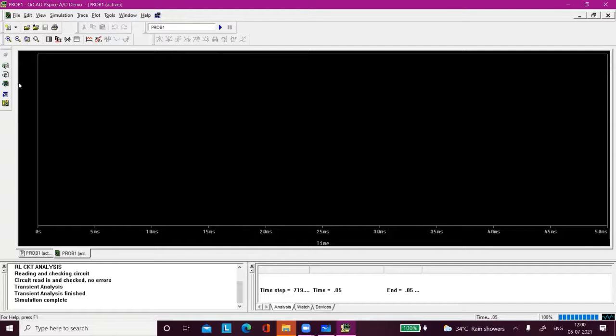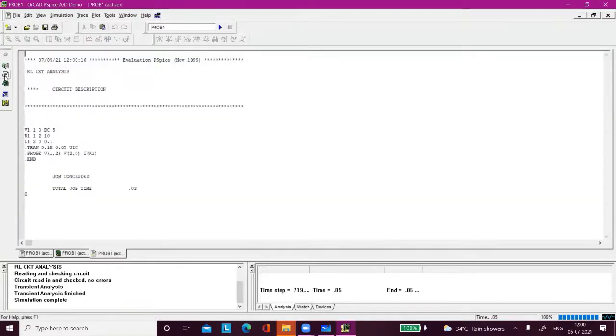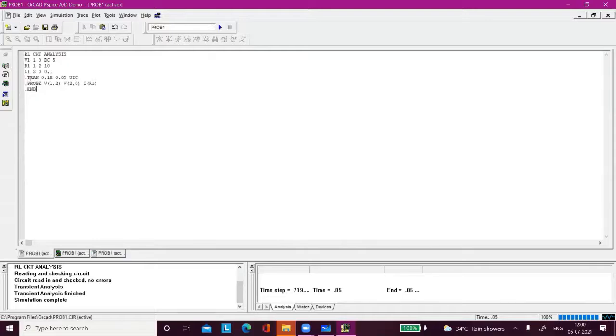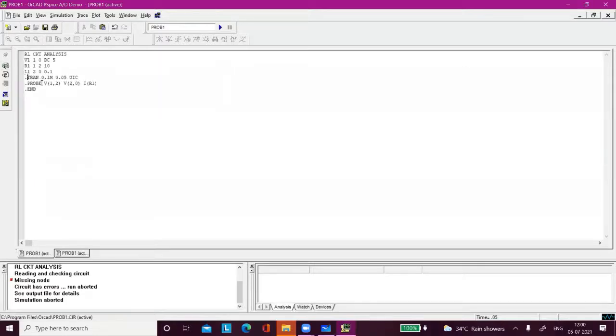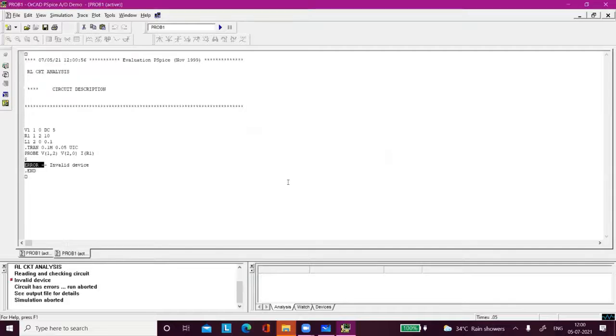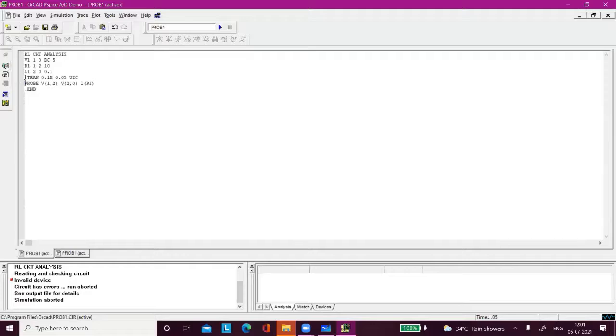If the program is incorrect, say for example you forget to give .tran, now it is showing an error. The error is that you are missing a node. So please write .tran again. Or if you give .probe and miss the dot sign here, you save again and run the program, it shows that it is an invalid code. Okay. Now .probe. Now you run the program.